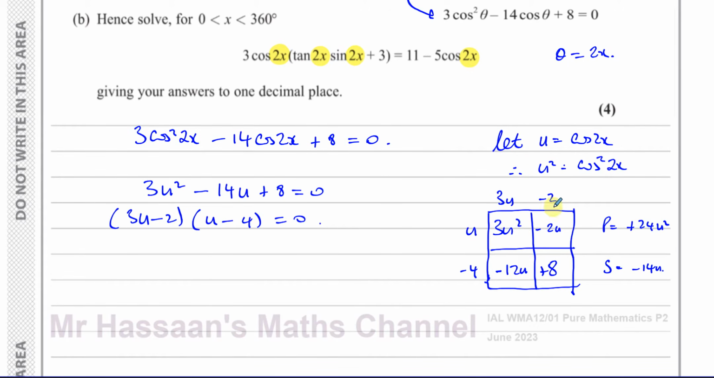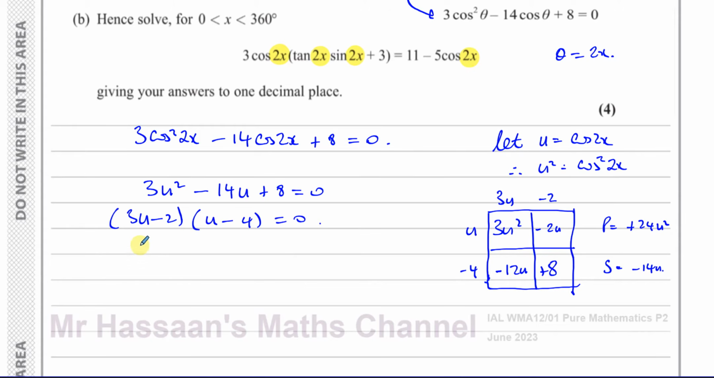Now many students ask, is it okay for us to use this method? Of course it's okay to use this method. You can split the middle term in the traditional way by rewriting this as 3u squared minus 12u minus 2u plus 8, and then factorize by grouping. That's fine. It's exactly the same thing actually, but this is just a visual way of doing the same thing. So whichever way you prefer, that's fine.